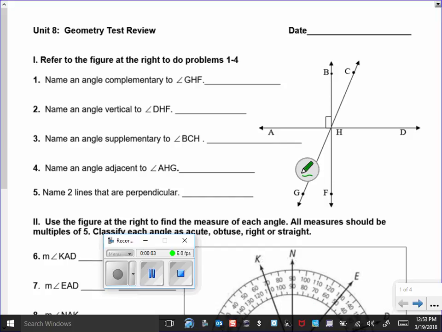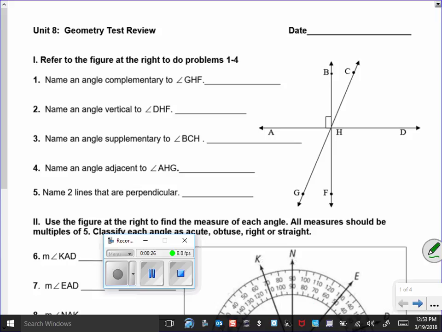All right, good afternoon. We are working on our geometry test review, Unit 8. I'm going to try to hit a couple of concepts throughout this video to hopefully touch base with everything you have a question on before our test the next time I see you. We'll go with the first 5 questions up here, look at them, and see what everything means.